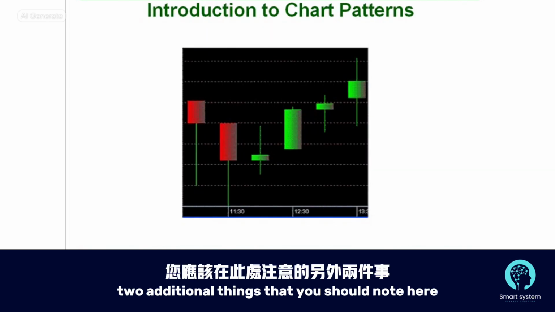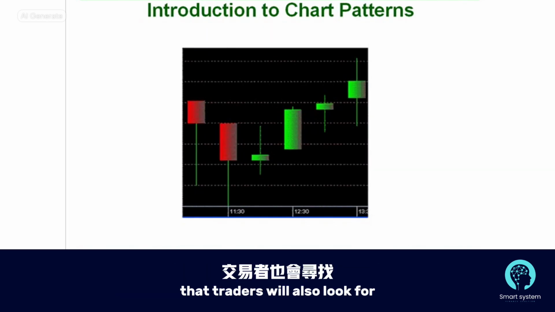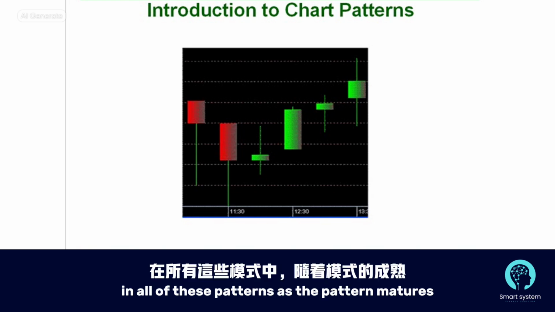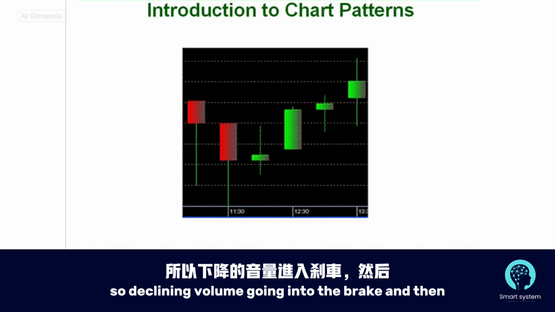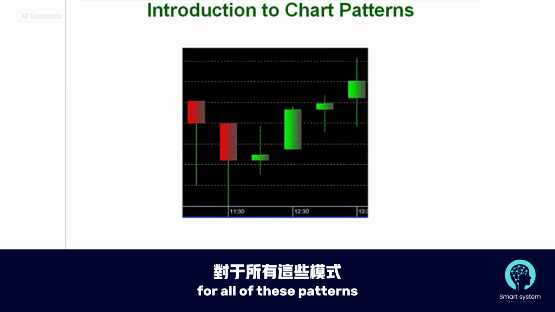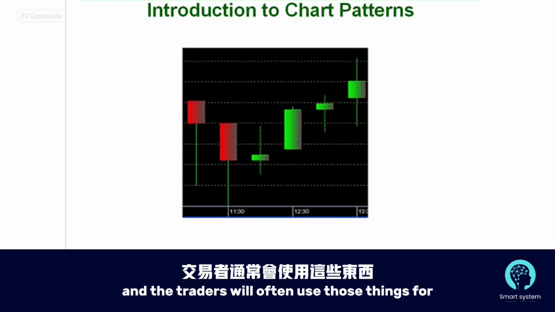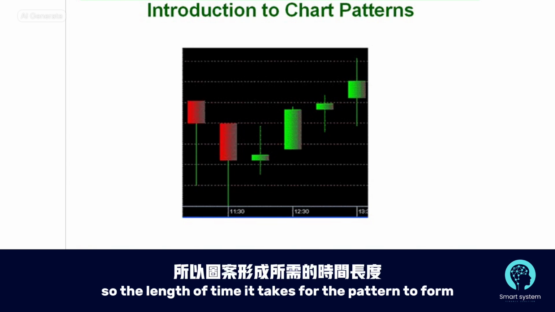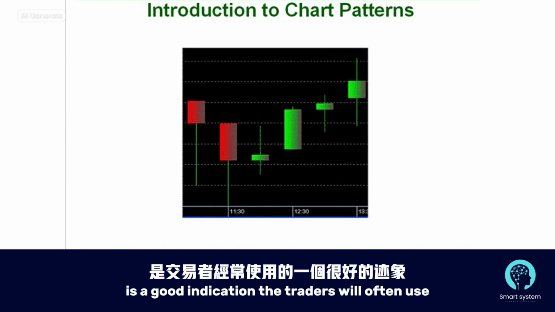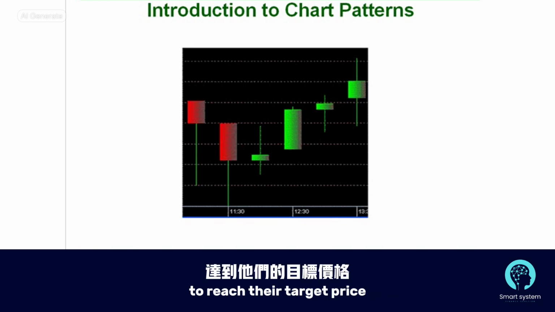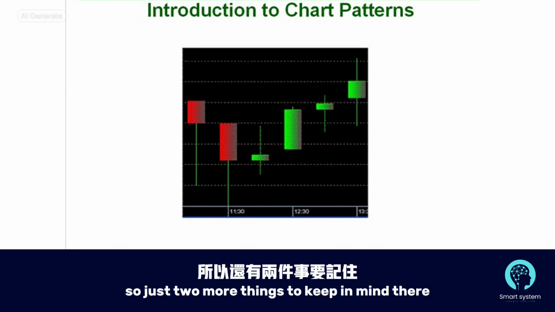Two additional things that you should note here that traders will also look for. One is that traders like to see declining volume in all of these patterns as the pattern matures. Declining volume going into the break and then rising volume on the break is a good sign for all of these patterns, and traders will often use those things for additional confirmation. Secondly, the length or duration of the pattern. The length of time it takes for the pattern to form is a good indication that traders will often use for determining how long they anticipate the market is going to take to reach their target price. So just two more things to keep in mind there.